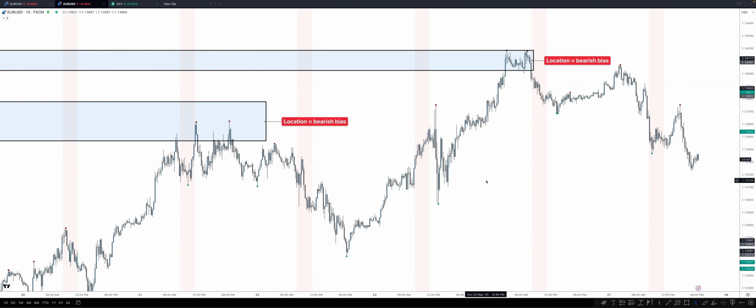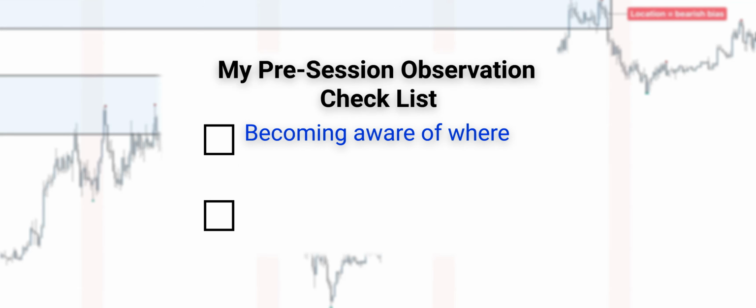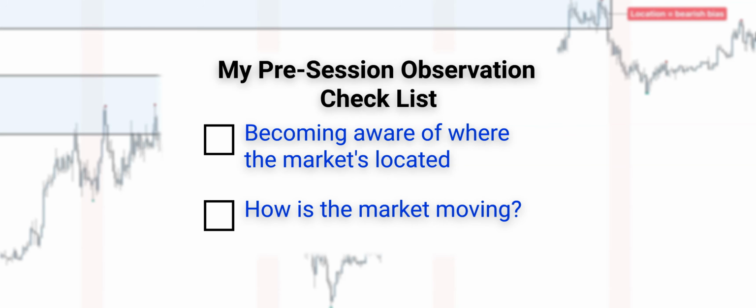Today we're going to be talking about pre-session observation, becoming aware of where the market's located and how the market is moving. We can do this by identifying market structure.